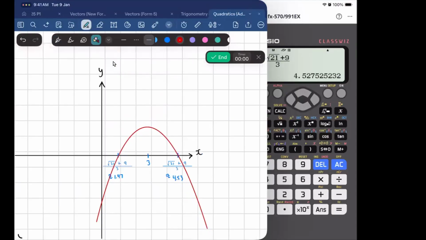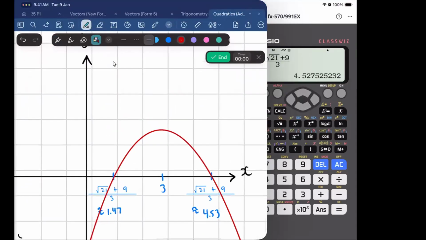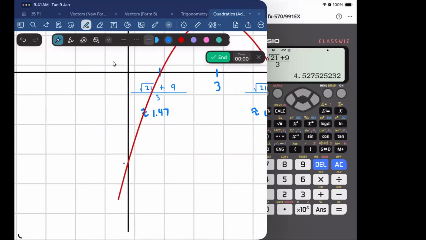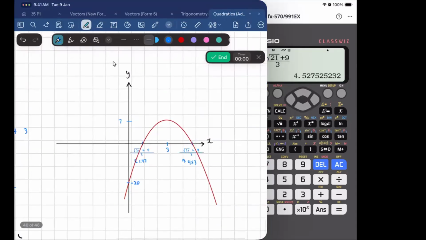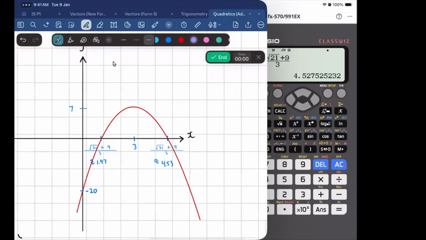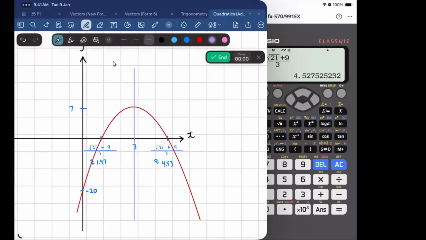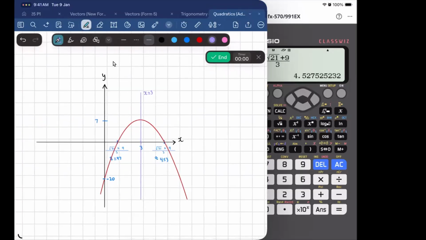Okay. So guys, what would be the maximum value? 7, right? And what would be the y-intercept? Minus 20, right? And the axis of symmetry? x is equal to 3, right? Let's say the equation. So if you could handle a question like this, you could handle any question CXC could bring on completing the square. You really could.